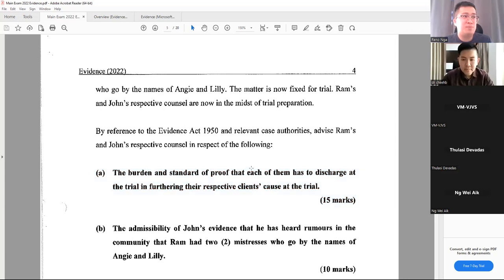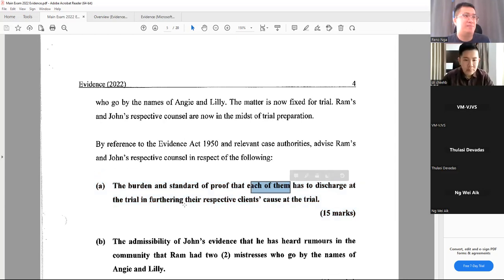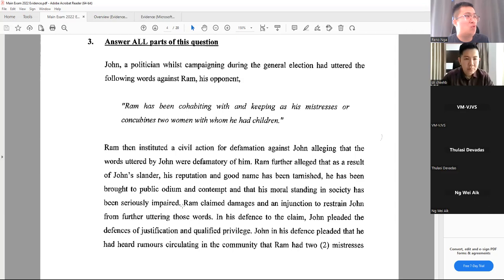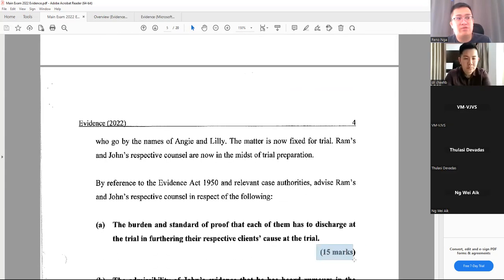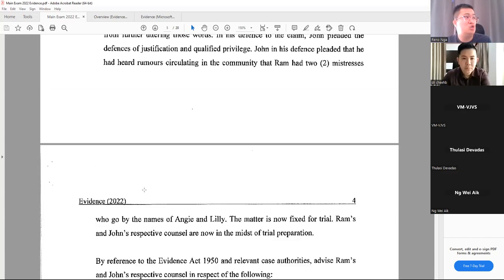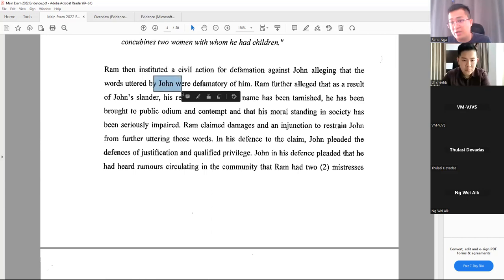So who are the parties in this case? Who is the plaintiff? Which is our friend Ram. Let's talk about Ram first, because this question is worth 15 marks, right? So let's separate into Ram, burden and standard of proof, and also John as a defendant, burden and standard of proof. Then for each party, you need to write 7.5 marks for their part.